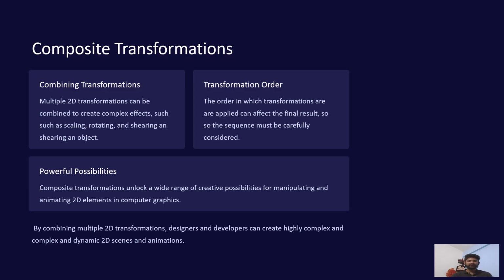Lastly, composite transformations. Combining transformations. Multiple 2D transformations can be combined to create complex effects, such as scaling, rotating, and shearing an object. Transformation order. The order in which transformations are applied can affect the final result, so the sequence must be carefully considered. Powerful possibilities. Composite transformations unlock a wide range of creative possibilities for manipulating and animating 2D elements in computer graphics. By combining multiple 2D transformations, designers and developers can create highly complex and dynamic 2D scenes and animations.